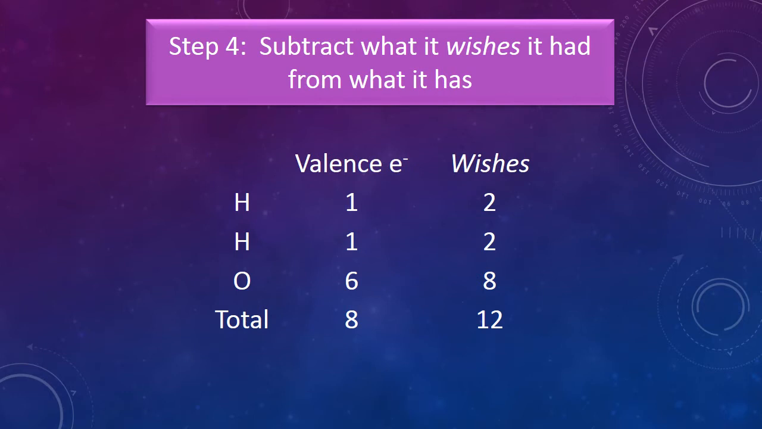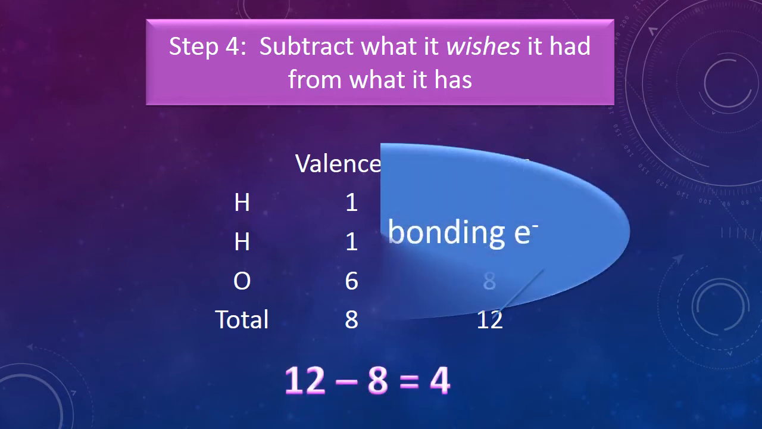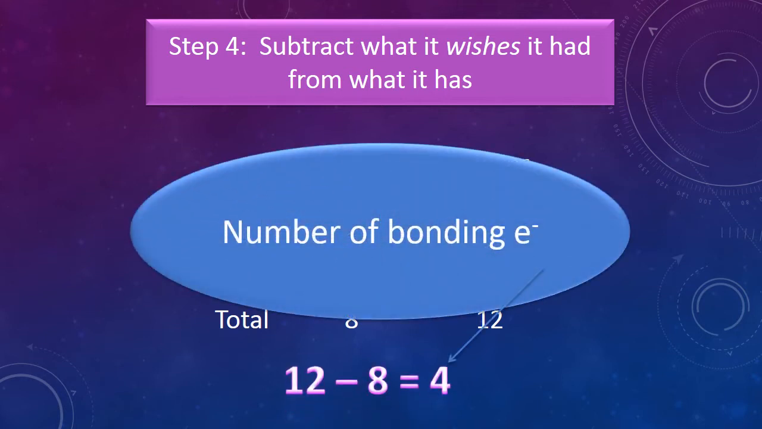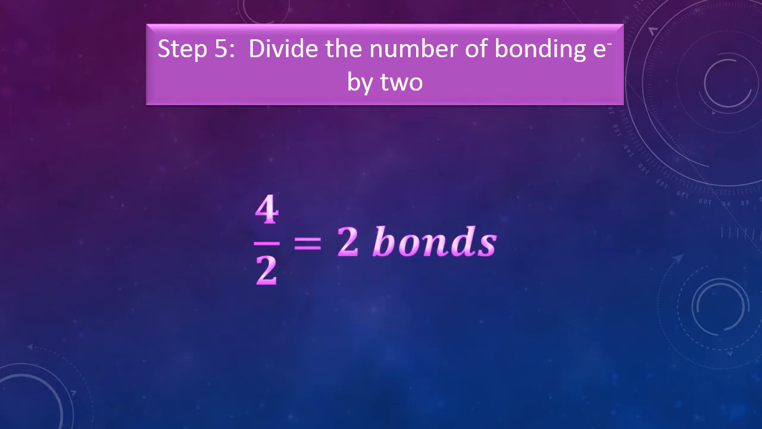The fourth step is we need to subtract what water wishes it had from what it actually has. And that gives us 4. These are the number of bonding electrons water has. Now, if you recall, every bond has 2 electrons. If you don't have 2 electrons, you don't have a bond. So I took this number that I subtracted from step 4, divided it by 2, so now I know water is going to have 2 bonds.